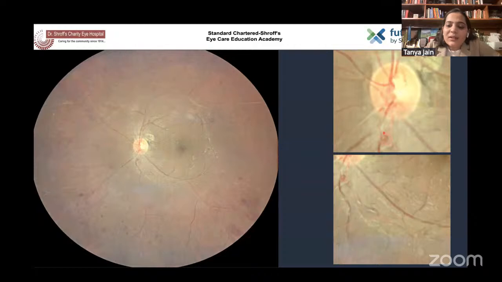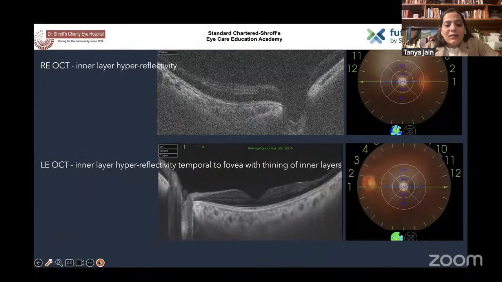Along with this, you can see this aneurysm kind of thing. And along with that, periphery, there are a lot of sclerosed vessels, or could also be active. We will see with the FFA. So there is some form of neuroretinitis, there is aneurysms, and there is sclerosis, there is vasculitis. And it was fine, the OCT was fine.